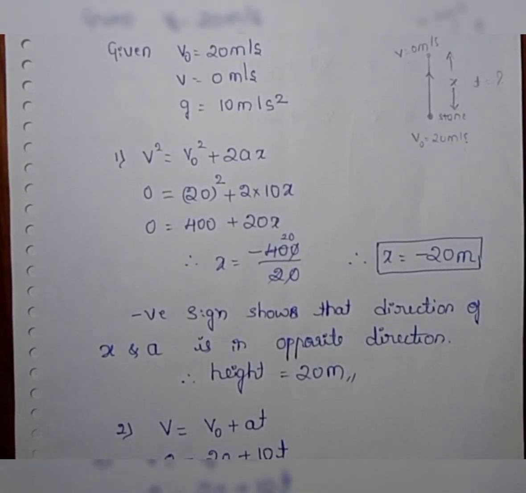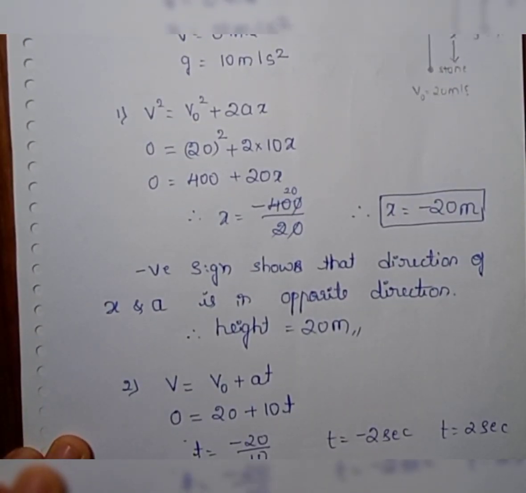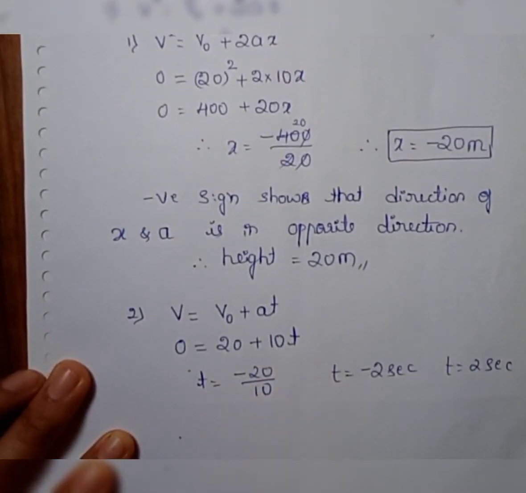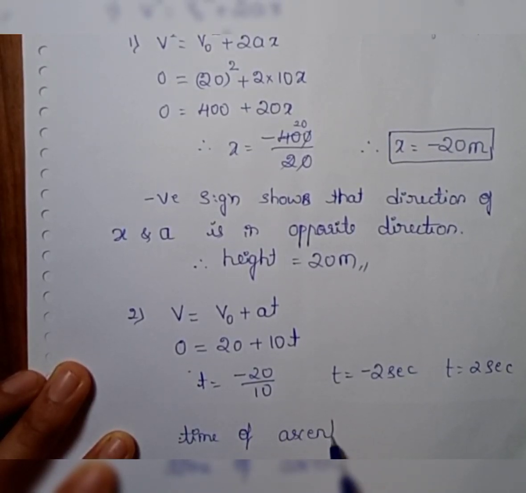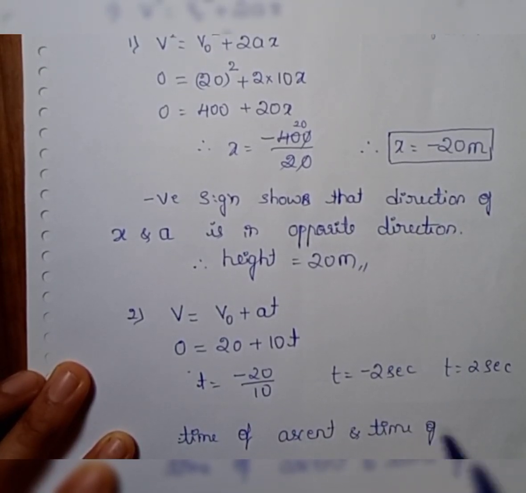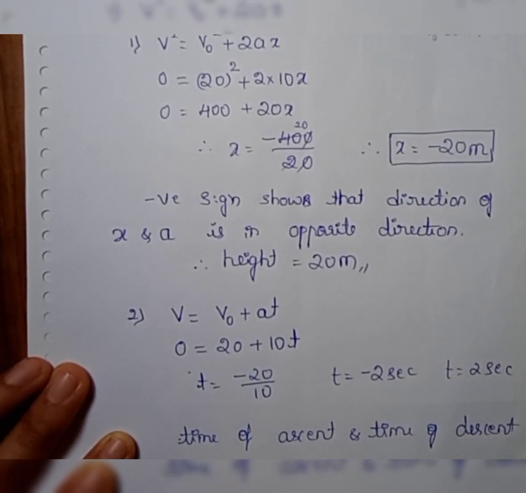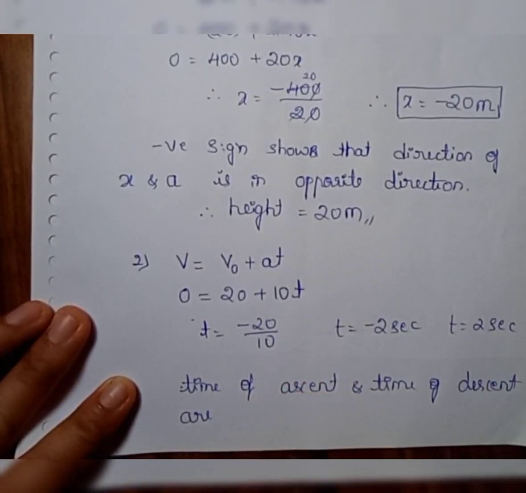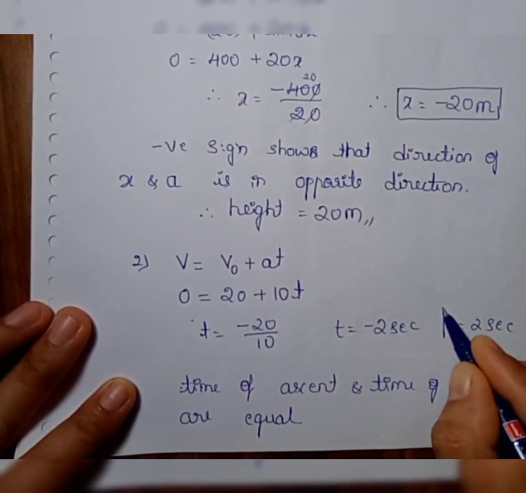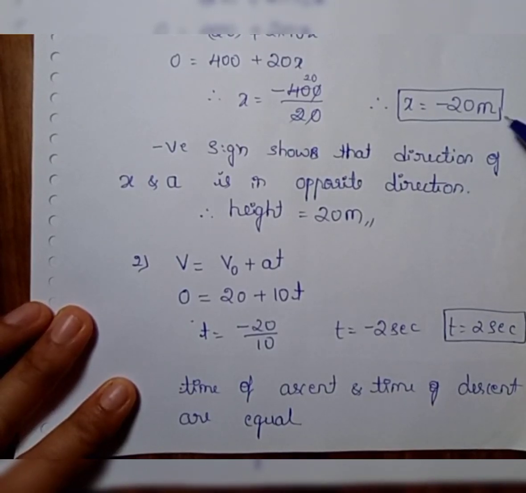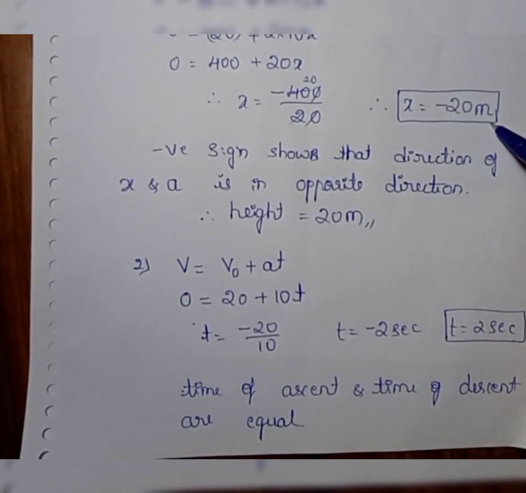Here time of ascent and time of descent are equal to each other. So t is equals to 2 second and x is equals to minus 20 meter.